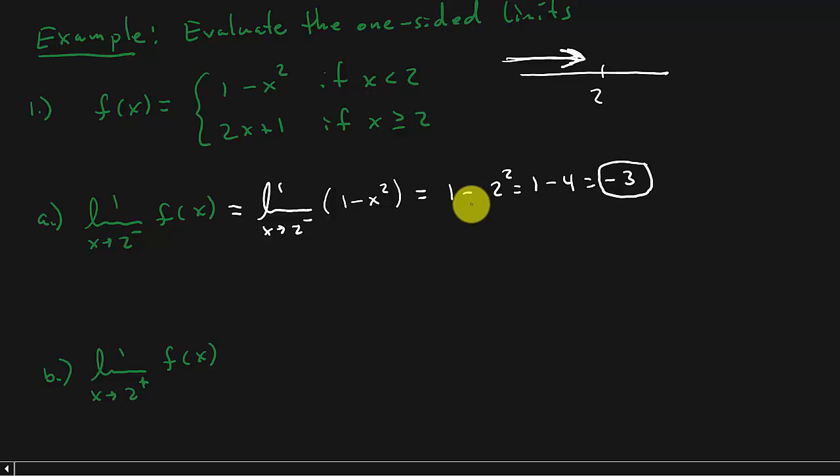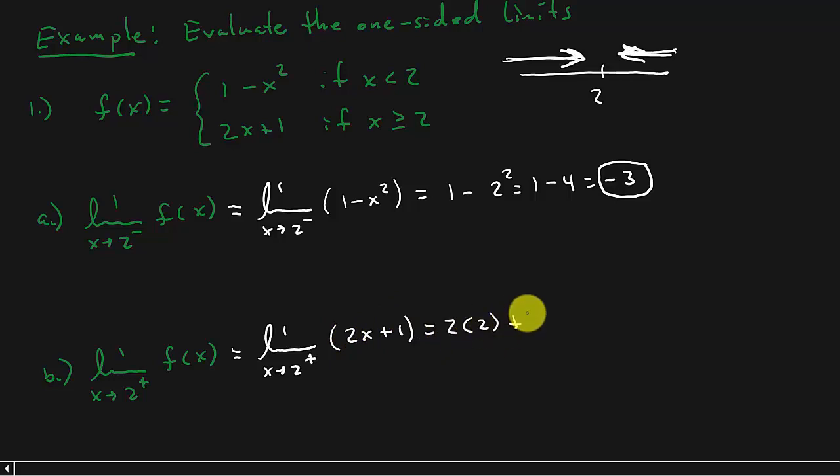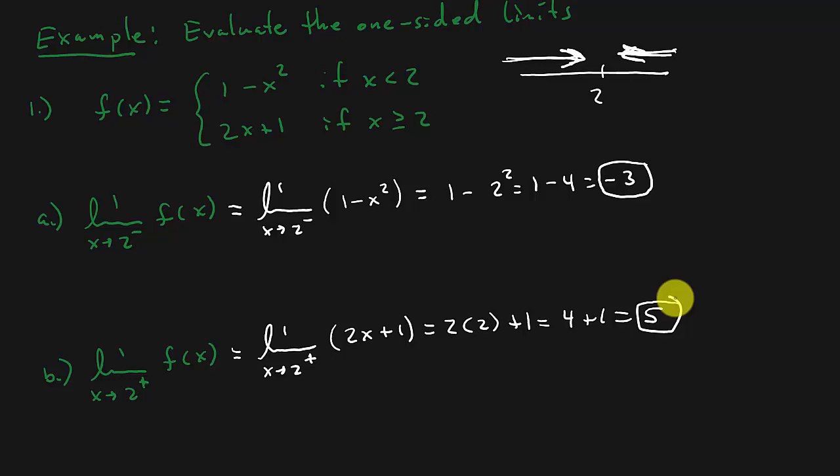Okay? All right, and then we want to take the limit as x approaches 2 from the right. So you can see here, these are values coming in that are larger than 2, coming in from the right-hand side. So this is going to be the limit as x approaches 2 from the right of 2x plus 1, which is equal to 2 times 2 plus 1, which is 4 plus 1, which equals 5. And that's your limit from the left and your limit from the right.